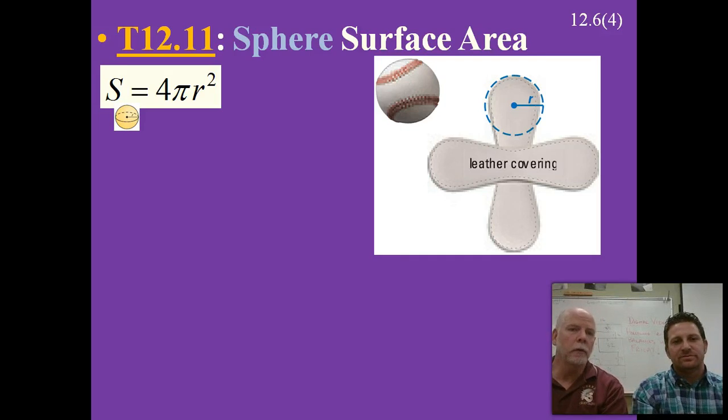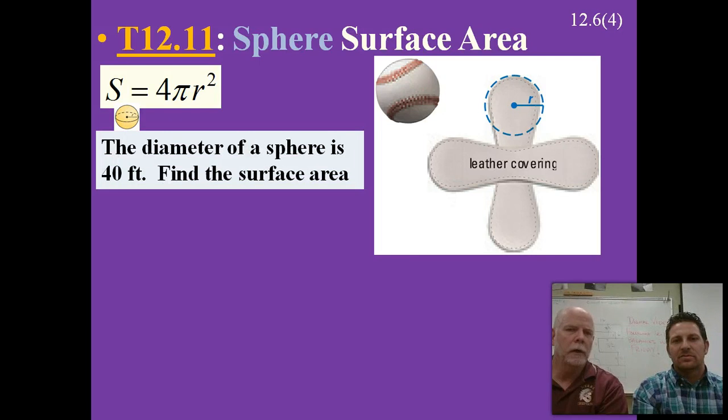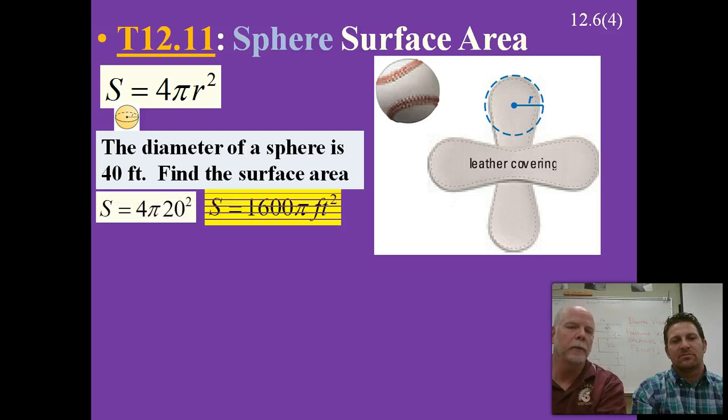So that's their formula, and we're just going to look at an example. They're going to give us a sphere with a diameter of 40 feet, so of course that makes the radius 20 feet, and they want us to find the surface area. All we do is put the 20 in for the r, square it, and multiply it by 4 and pi, and we're going to get 1600 pi square feet.